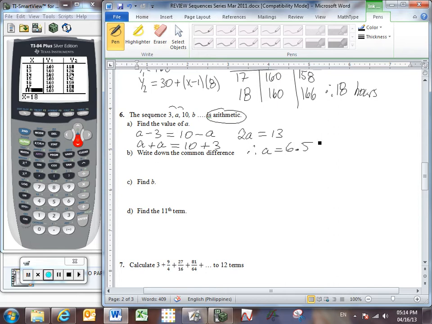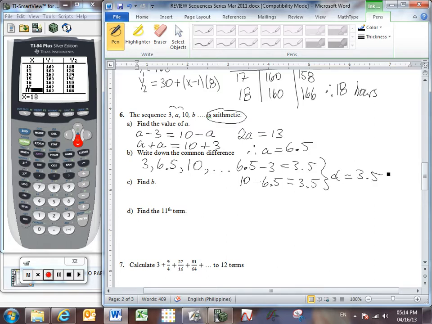Let's write down the common difference. Well, now look at your first 3 terms. 3, 6.5, 10, and so on. And so our common difference can be found by taking differences of terms. 6.5 minus 3 gives you 3.5. 10 minus 6.5 gives you 3.5. You can see that your common difference is equal to 3.5.